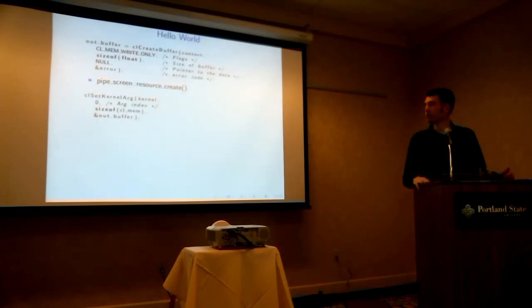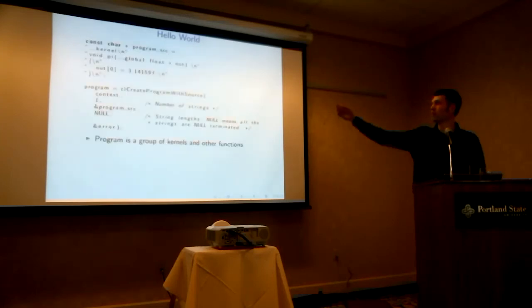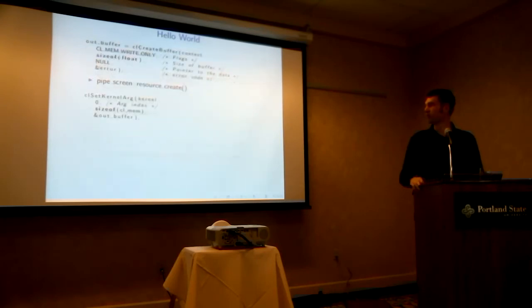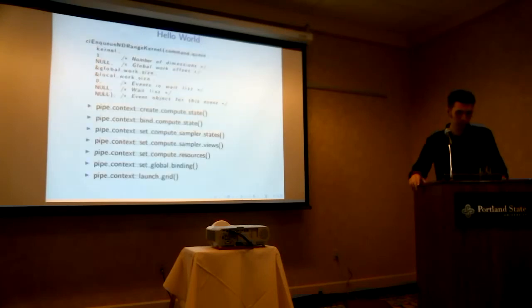And so once you have the buffer, you assign it to the kernel as an argument, and then OpenCL knows that, if we go back to the program, you can see there's one input to the program, which is an output buffer. So now OpenCL knows which buffer you want to use. Okay, so this is sort of the main core of the program, enqueuing the kernel.